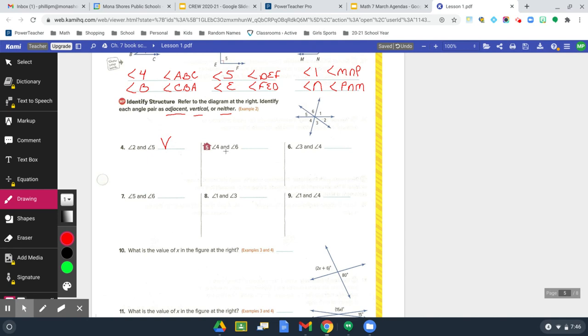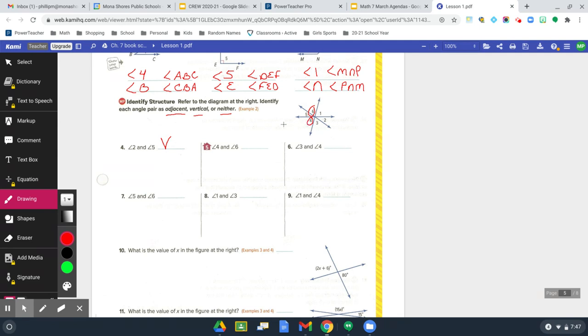Let's try number 5, angle 4 and angle 6. 4 right here, 6 right here. Now, remember, for them to be adjacent to each other, they have to share a common side and the same vertex and not overlap. Well, I already know that these are not vertical. 4 and 6, not vertical to each other. Adjacent, now this is where I need to be careful and think, are they really next to each other? Are angles 4 and 6 right next door to each other? Do they share a common ray, a common side?